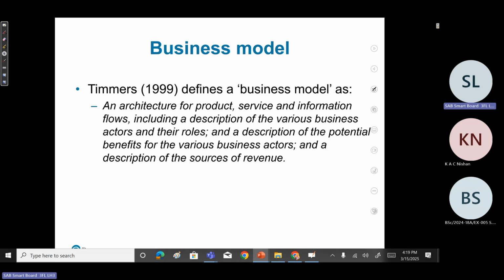Now let's come to business model. Please take down the topic business model, and within that, take down BMC. BMC, business model canvas. Business canvas, within brackets say business model canvas. BMC.